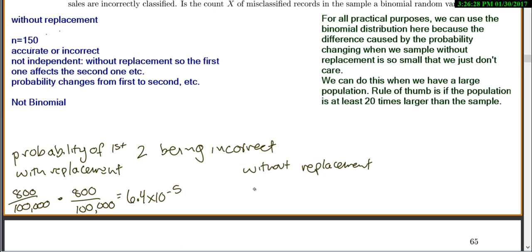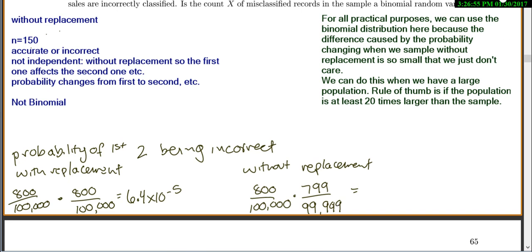Now let's try it without replacement. So the first time I would have 800 out of 100,000. And then the next time I've already used one of the incorrects and I didn't put it back, so now I only have 799 incorrects out of 99,999. Now, do you think that these two numbers are going to be much different? No, I probably don't care if it's 800 or 799 out of 100,000 or 99,999.